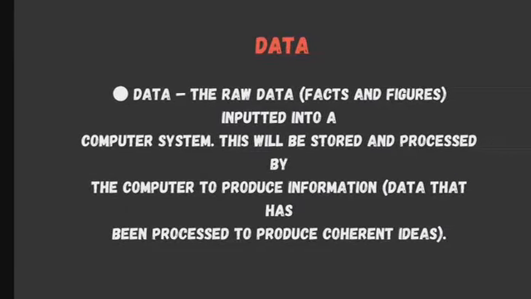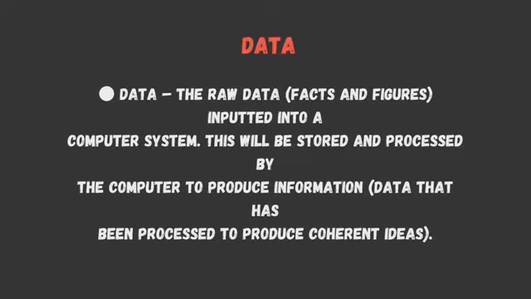The third element of a computer is peopleware. Peopleware is composed of the humans who use a computer. The fourth element of a computer is data. Data is the raw facts and figures inputted into a computer system. This will be stored and processed by the computer to produce information, data that has been processed to produce coherent ideas.